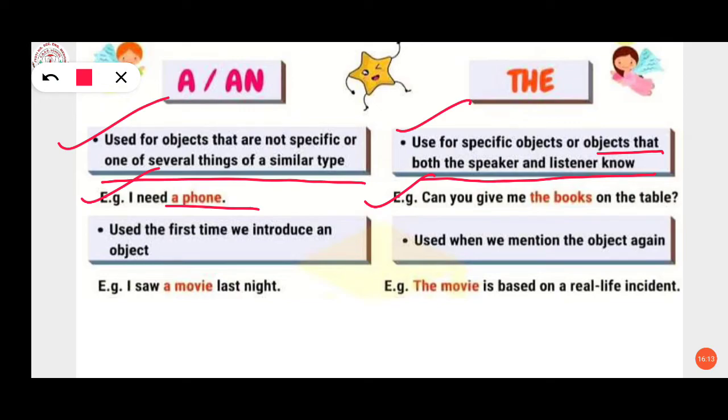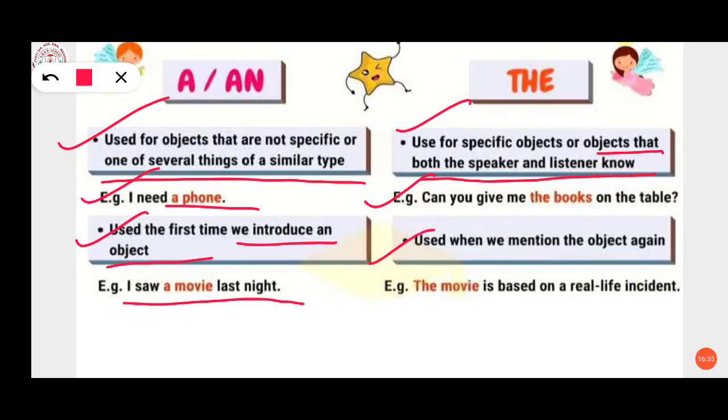Now, second: a and an are used the first time we introduce an object. Like the example, I saw a movie last night. I saw a movie last night. We use a or an the first time we introduce an object.